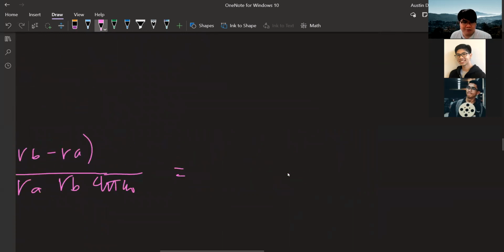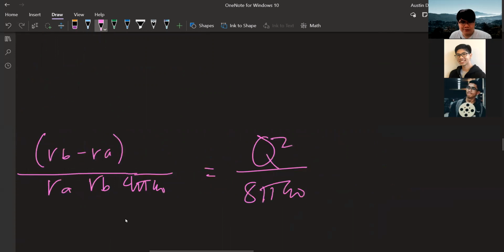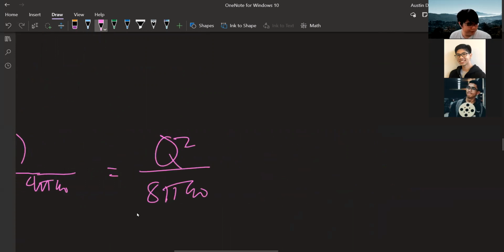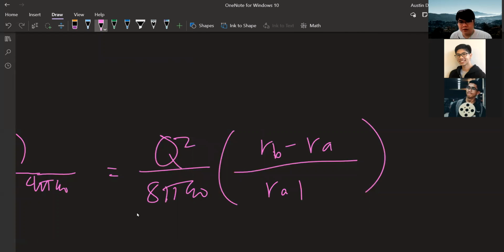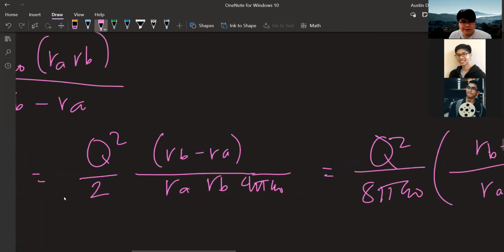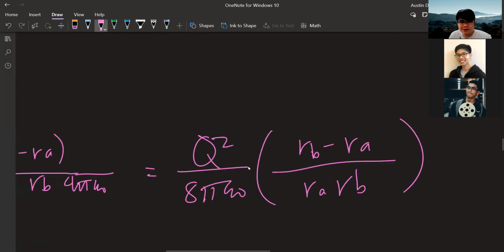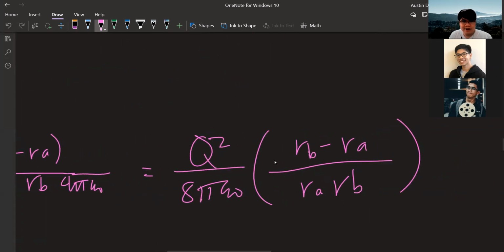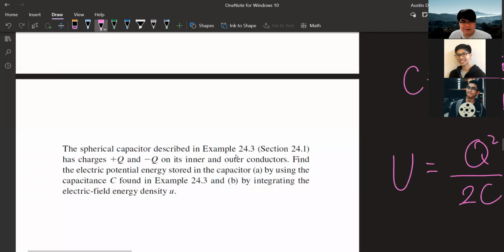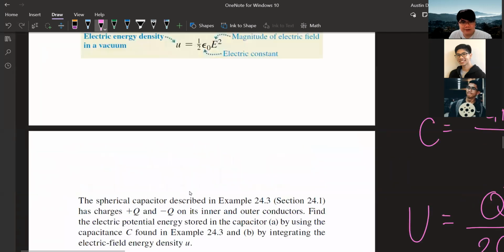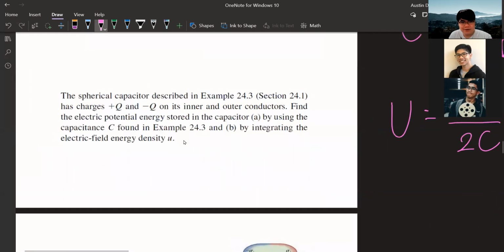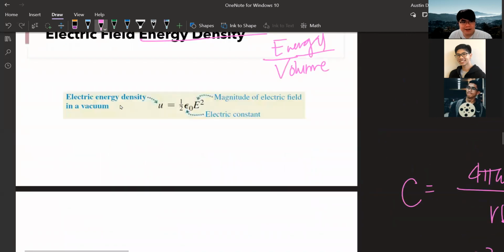Simplify lang natin para mas mukhang malinis. Q squared over 8 pi epsilon naught. Okay, so 4 pi epsilon naught times 2. Then RB minus RA over RA RB. Okay, so I have that. So that is my energy for my spherical capacitor. Then we are also asked to find the potential energy by using this electric energy density.